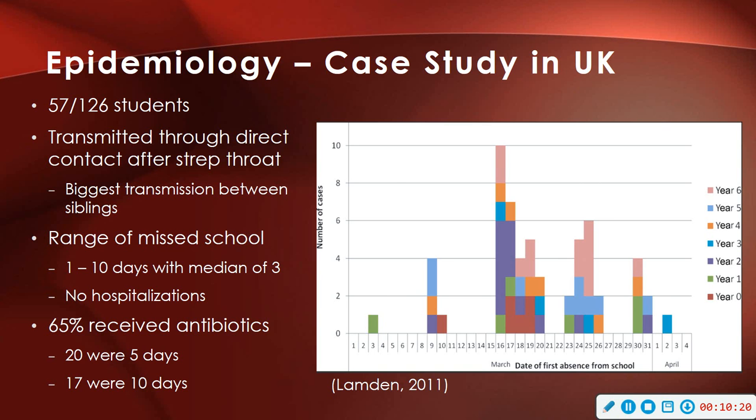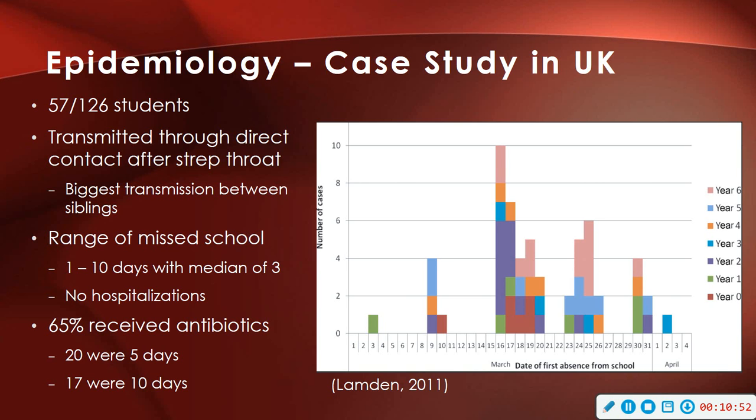In this case study, kids missed a range from 1 to 10 days. The average was only 3. None of the children were hospitalized. And of those 57 students, 65% of them received treatment. So 20 of them only got 5 days' worth of treatment, and then 17 got 10 days' worth of treatment.